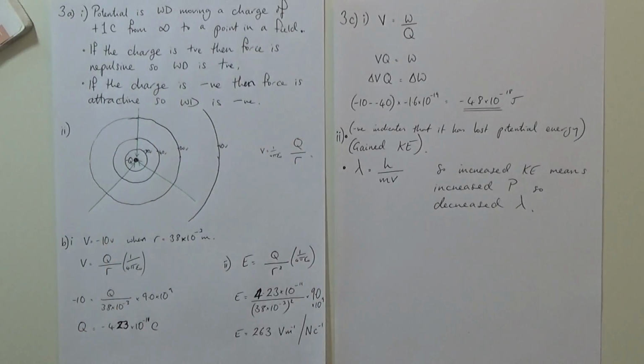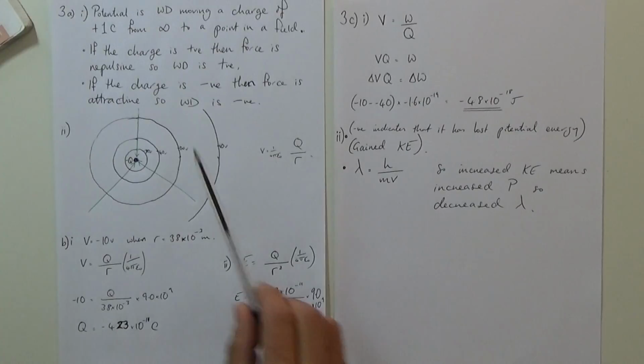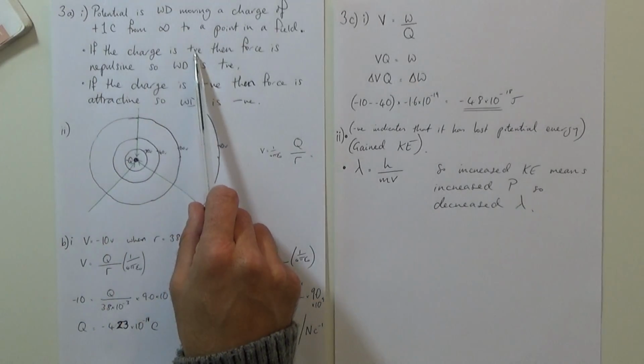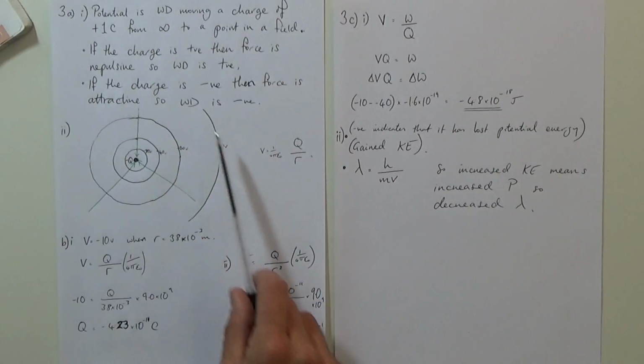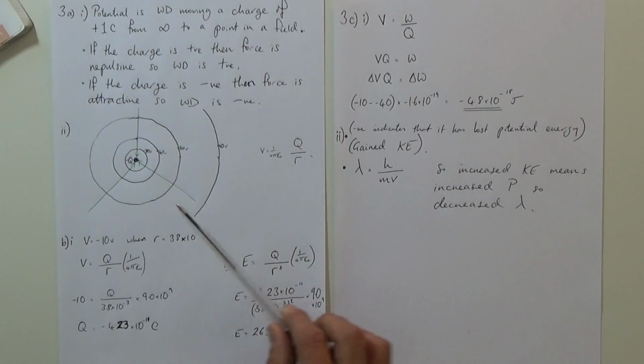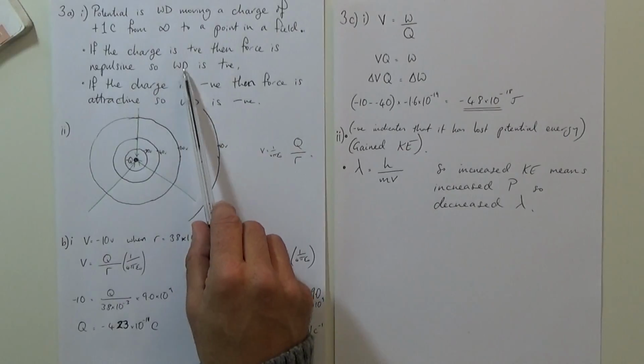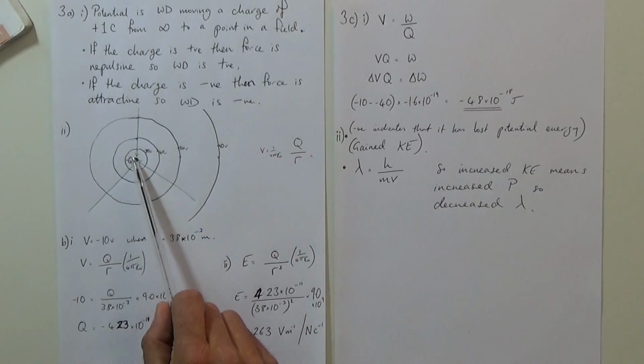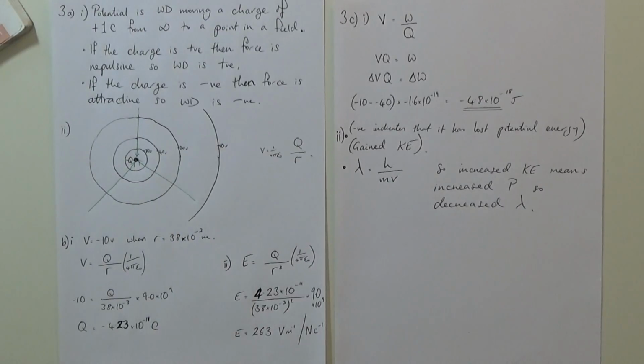If you're working against a repulsive force, if the charge that's creating the field is positive, then the force is repulsive because it's a field radiating outwards, and so you have to do work to overcome that repulsion. However, if the charge creating the field is negative, then the force is attractive, so you're not actually doing work overcoming the field, so the work done would be negative.